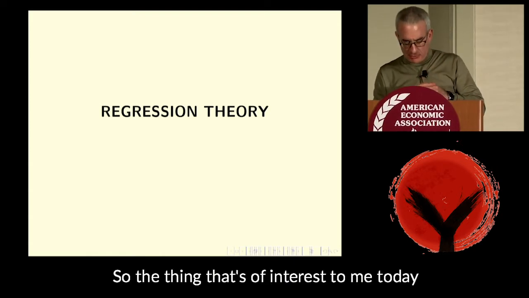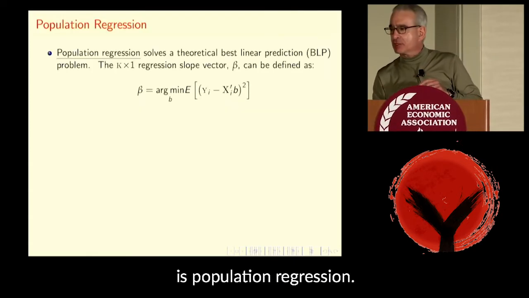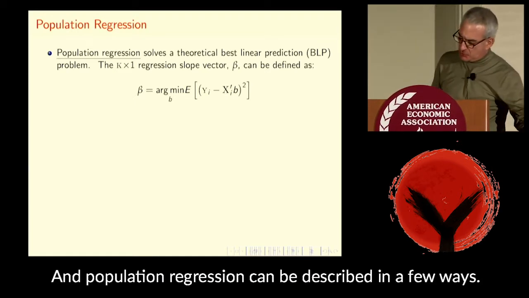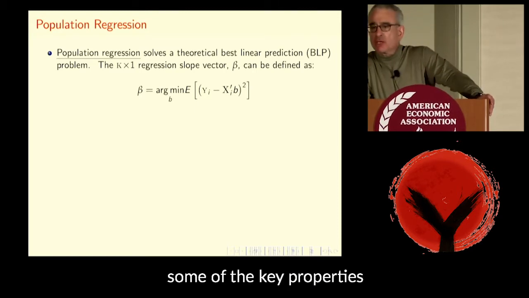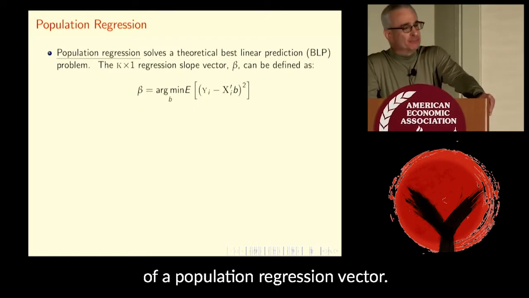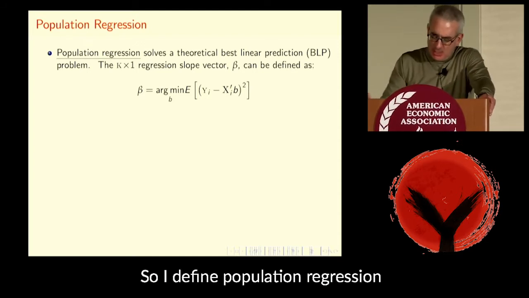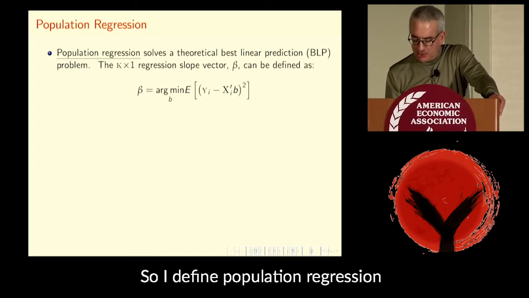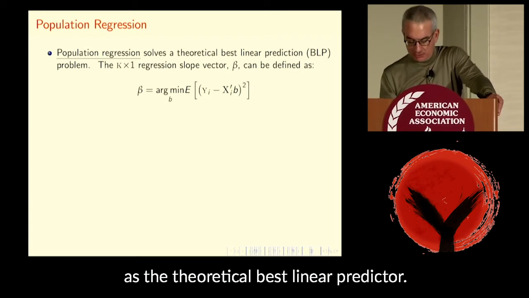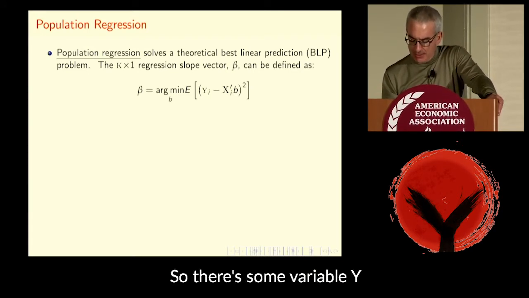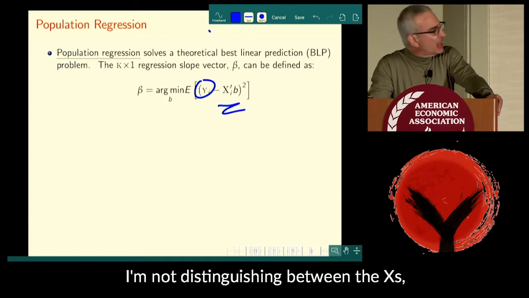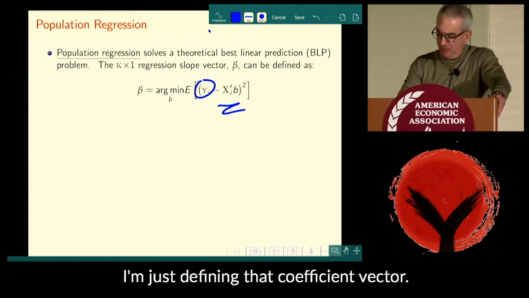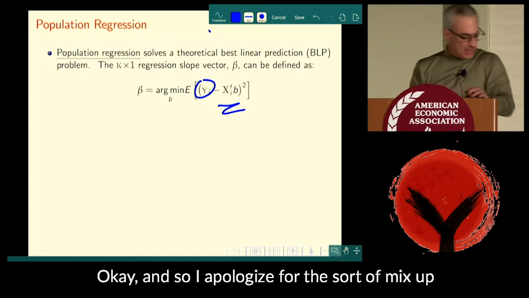So the thing that's of interest to me today is population regression. And population regression can be described in a few ways. And then I want to just quickly review some of the key properties of a population regression vector. So I define population regression as the theoretical best linear predictor. So there's some variable y, and you're going to use a linear function of x. And now I'm not distinguishing between the x's. For the purpose of the theory, I'm not distinguishing between the x's. I'm just defining that coefficient vector, okay, b.